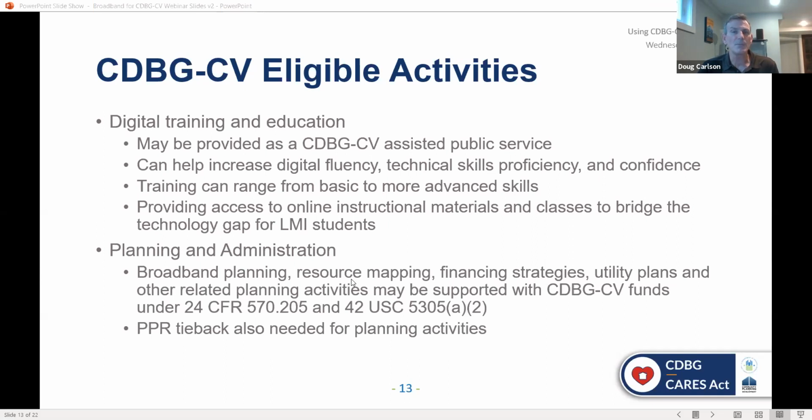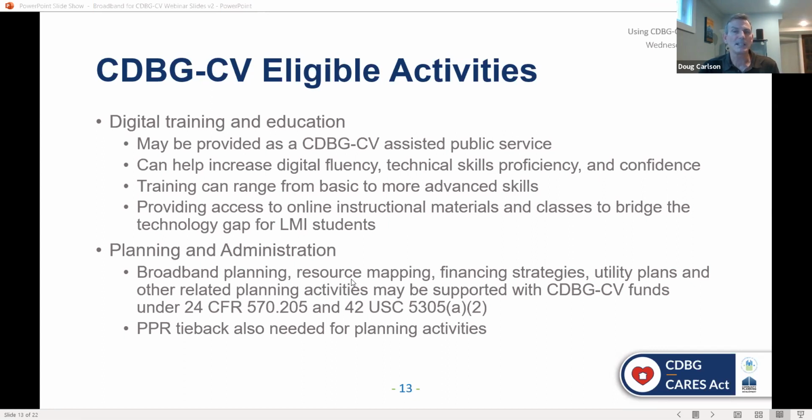So it can also be part of a CDBG-CV public service. So there's lots of digital training and education components that can be assisted as part of a public service. And it can range from some of the most basic connectivity and broadband knowledge and learning activities that you can think of to some of the more advanced things as part of a technical skills training program. Many people are not fluid in digital learning. They don't understand a lot of the connectivity issues related to digital learning or digital telehealth or other types of things. So increasing people's digital fluency could be part of that public service. There are ways to increase people's technical skills around connectivity and technology.